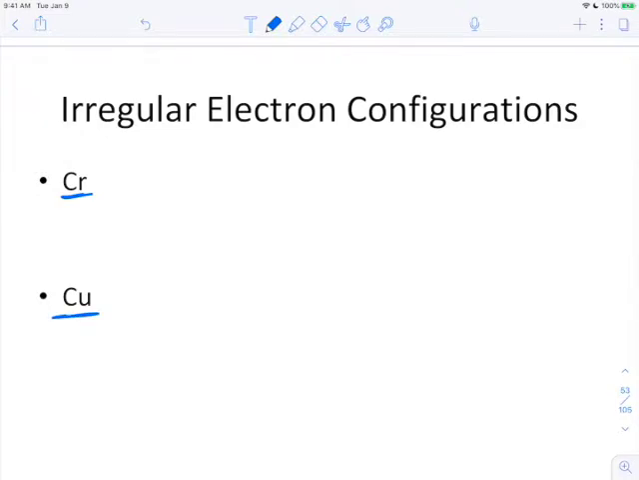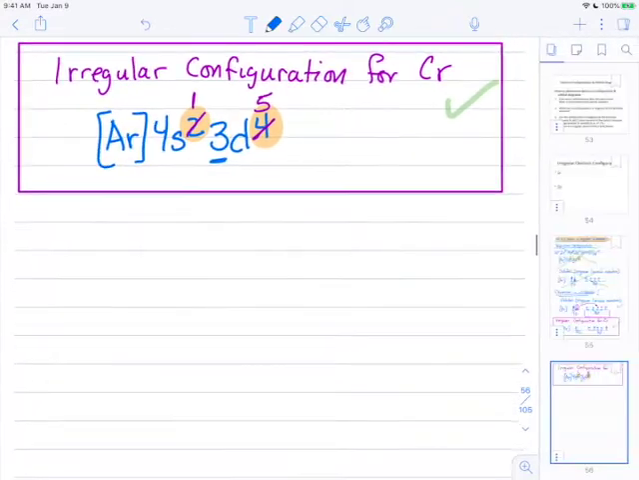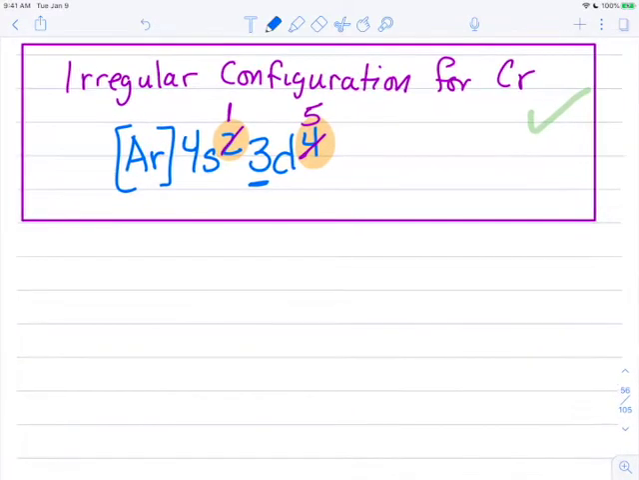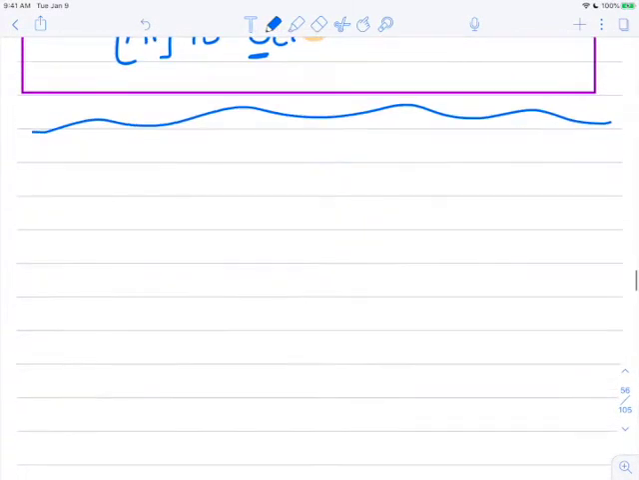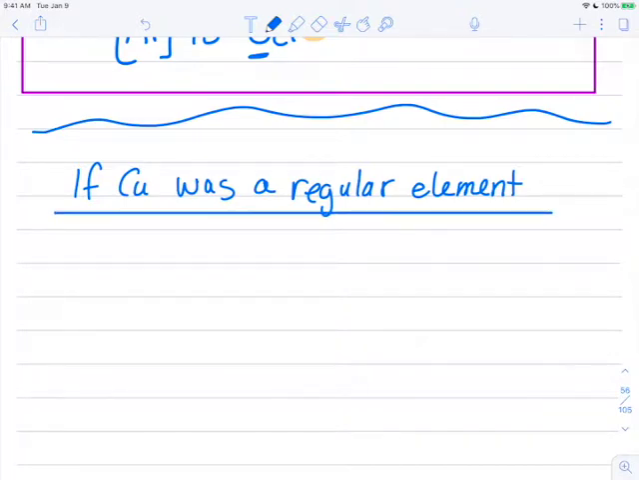So here is our copper, and I'm going to start it off the same way. I'm going to say if copper was a regular element, and we all know it's not a regular element, but I want to just pretend. Every once in a while, copper looks in the mirror and is like, hey, can't I be normal like all the other elements? So we're going to pretend it's normal just for a moment.